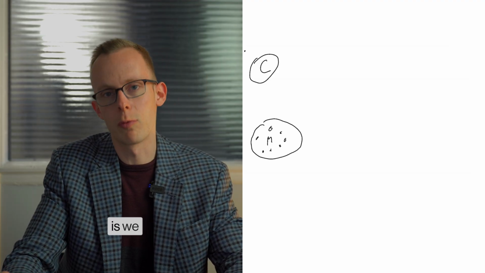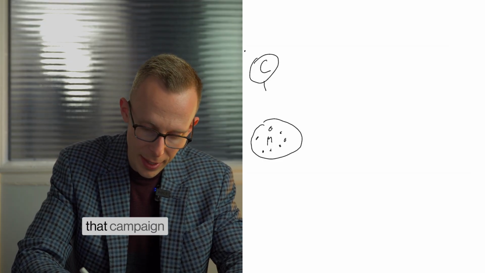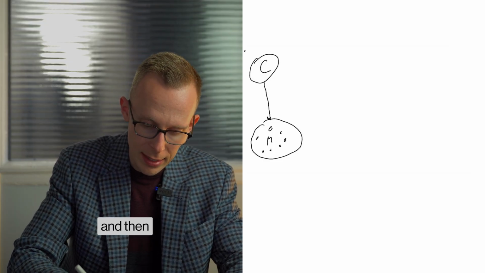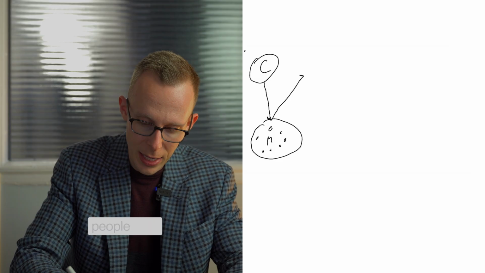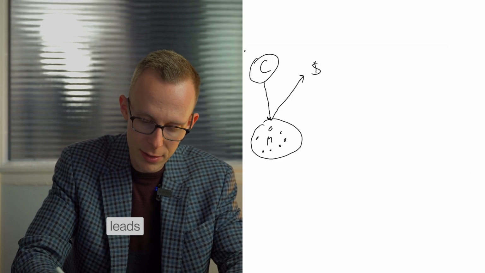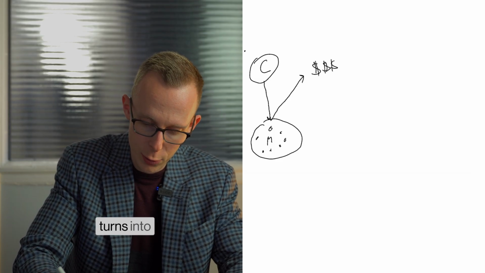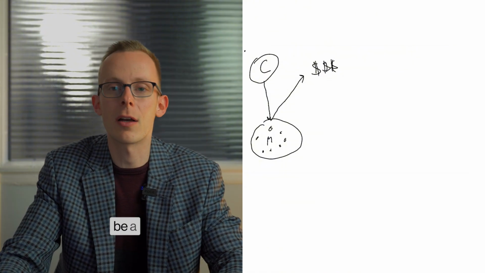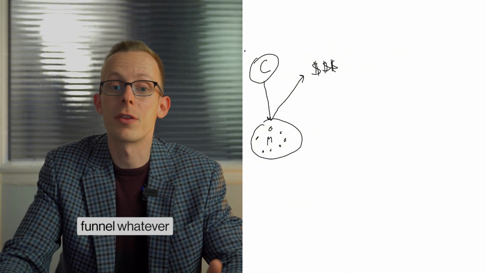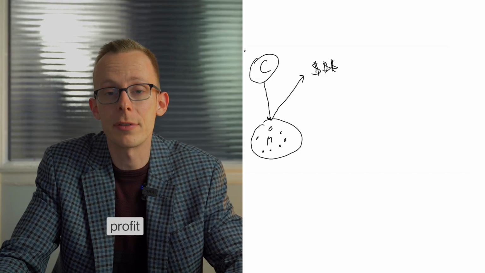So what we do is we run a campaign. That campaign goes into the market, and then it extracts out people from the market in the form of leads, which then turns into monetization. Whether that be a call funnel, a lead funnel, whatever, the goal of the campaign is to make profit, right?